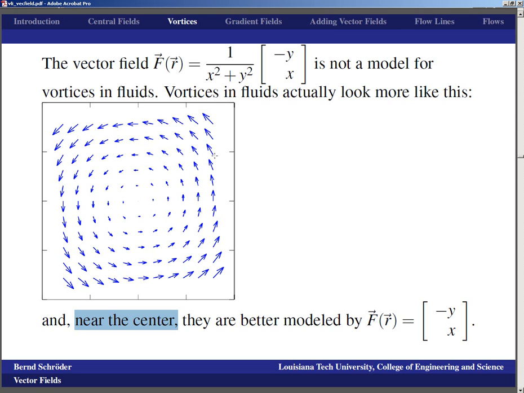So near the center, these vortices in fluids are often modeled rather nicely by a vector field with negative y in the x component and x in the y component, which has a magnitude that increases linearly with the distance from the center. Of course, once you're past that region, you have to add something that makes the wind velocity decline for the model. And linear increase also means that typically there is some kind of constant of proportionality up front here.